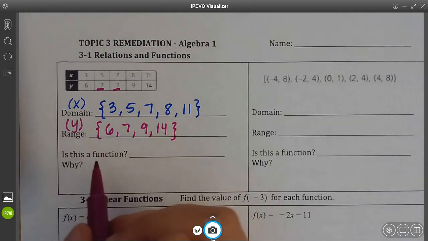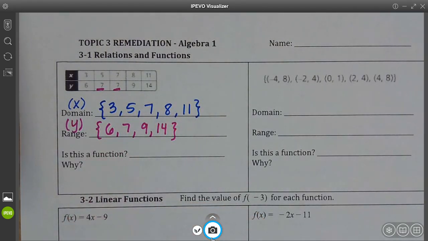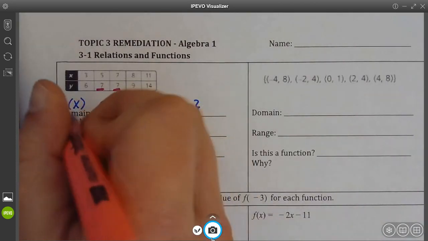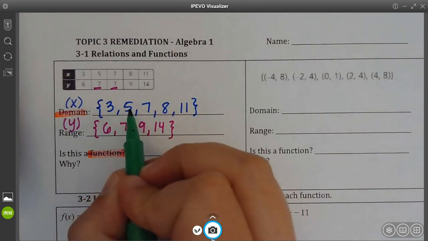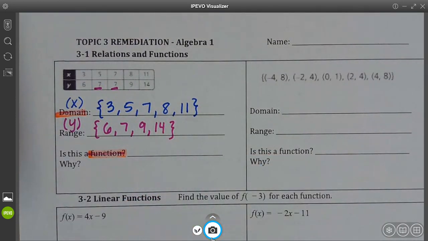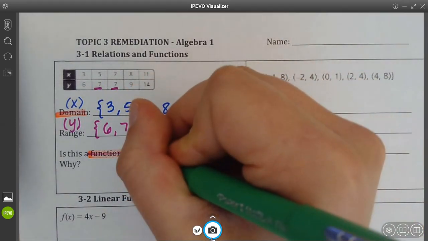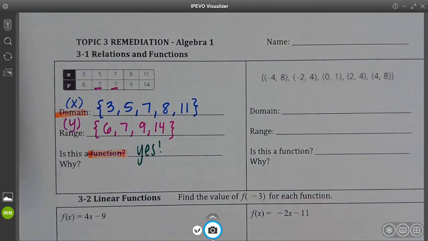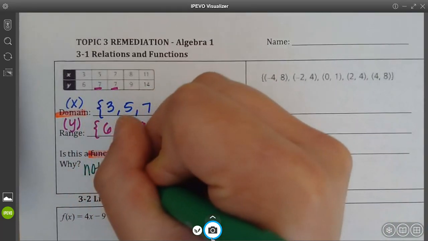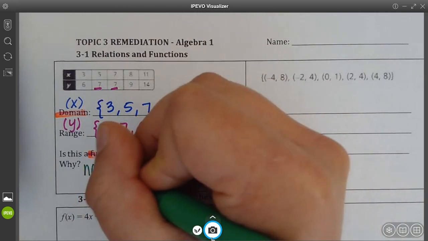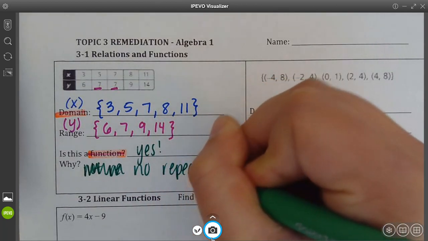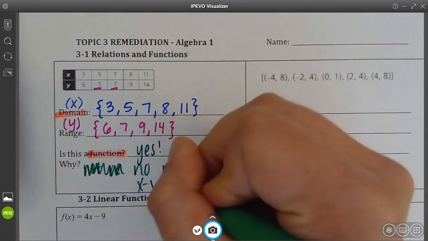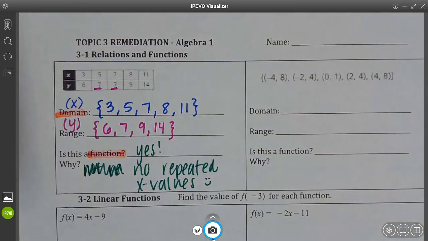Now, to classify something as a function, we are going to look at the domain. So the domain is going to clue us in whether it's a function or not. And what we're looking for is repeated numbers. Do we have any repeats in the domain? Our answer is no. So that means yes, this is a function. Why? Because there are no repeated x values. And we are happy about that.